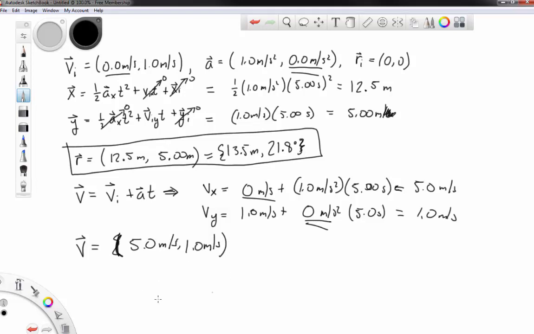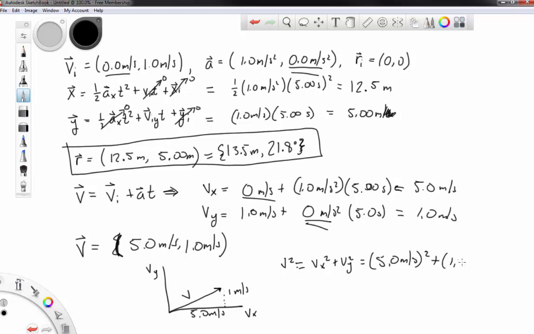So if we wanted to get that in polar, we would need to make ourselves a nice little diagram like this, and 5 comma 1 probably puts us about here. Got it. So this is 1 meter per second. This is 5 meters per second. So v squared is going to be vx squared plus vy squared. So that's 5.0 meters per second quantity squared plus 1.0 meters per second quantity squared.